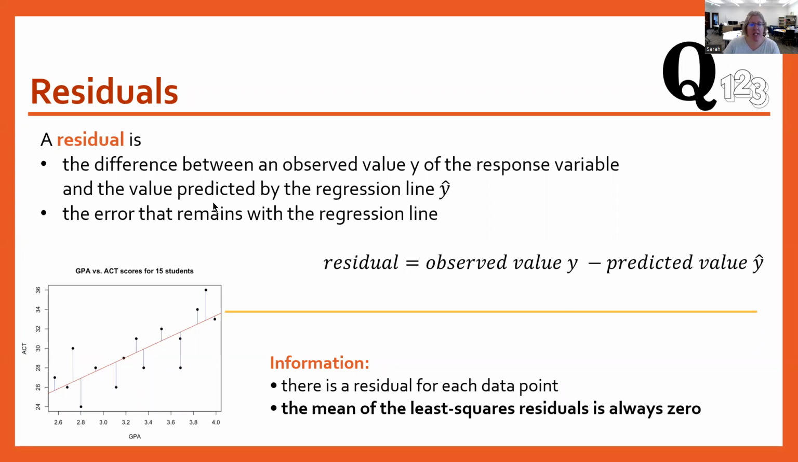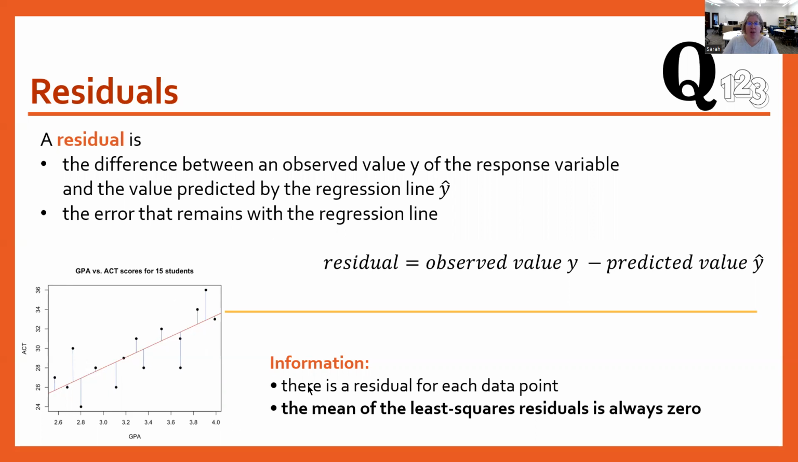A residual is also the error that remains when you use a regression line. And so you can see that error. It's that straight line from each dot, either up or down to the regression line. And the formula for that is residual is the observed value minus the predicted value. So I just think of that as alphabetical, like OP. So observed comes first and then minus the predicted.